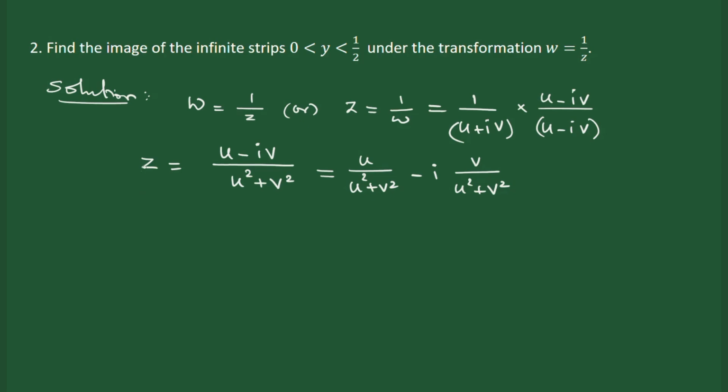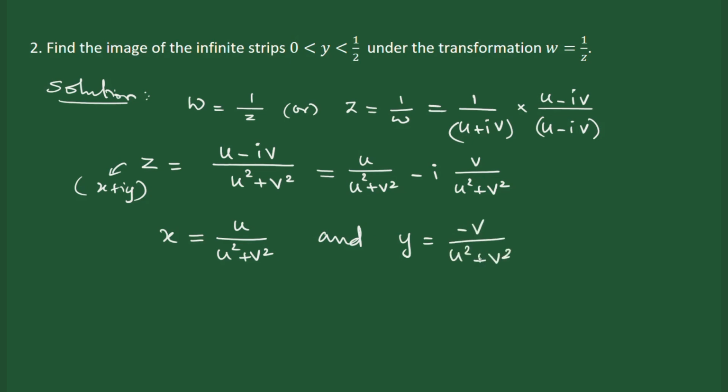Which means that here z is nothing but x plus iy. So z is considered as x plus iy. Now if we equate the real and imaginary parts on both sides, x is u by u square plus v square, and y is the imaginary part here, so minus v divided by u square plus v square.